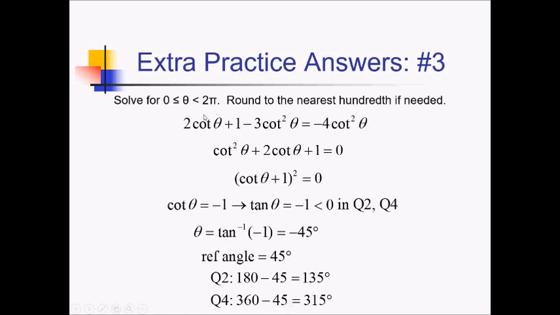Now, this problem actually wanted us to solve for this in radians, so it's okay to do the whole thing in degrees, but you do need to convert to radians at the end at least. So to do that, 135 times pi over 180, this is going to be, let's see here, 3 pi over 4, and this one down here is going to be 7 pi over 4.